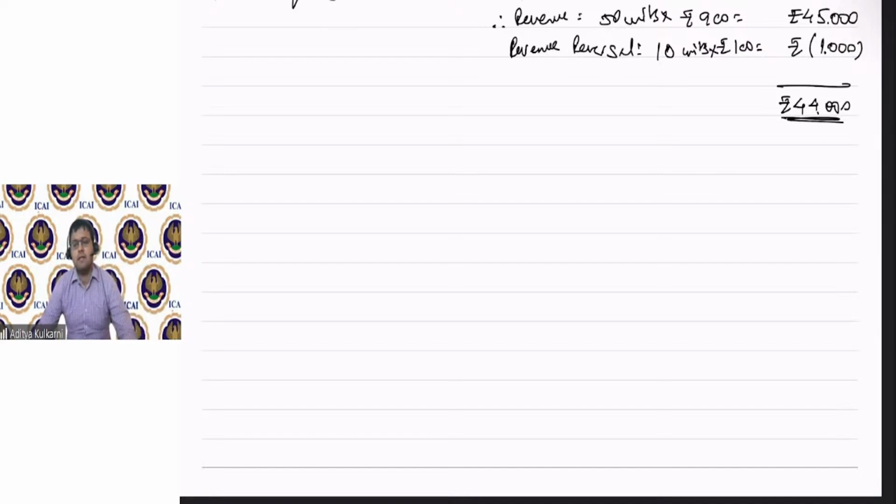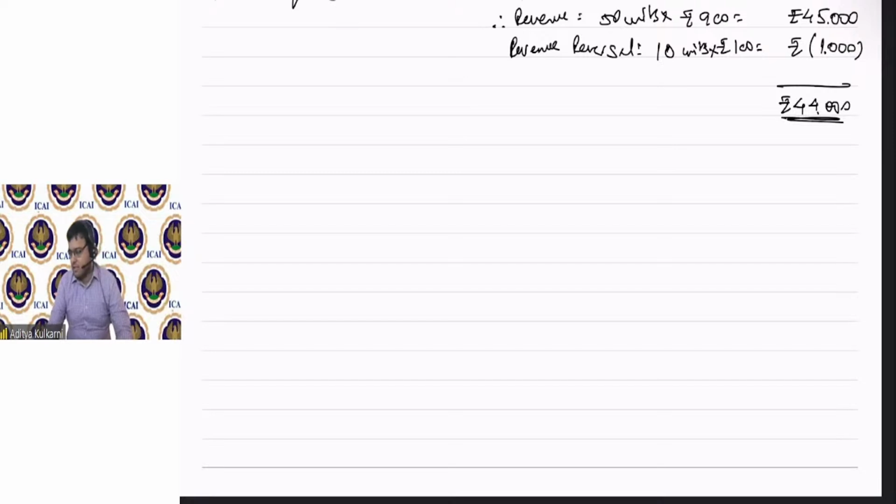Discussion on transaction price. The first component is complete, that is variable consideration. Under AS 9, we never estimated variable consideration because we were following a highly conservative approach. Under Ind AS 115, we are required to estimate it realistically and include it in the estimates of the transaction price.